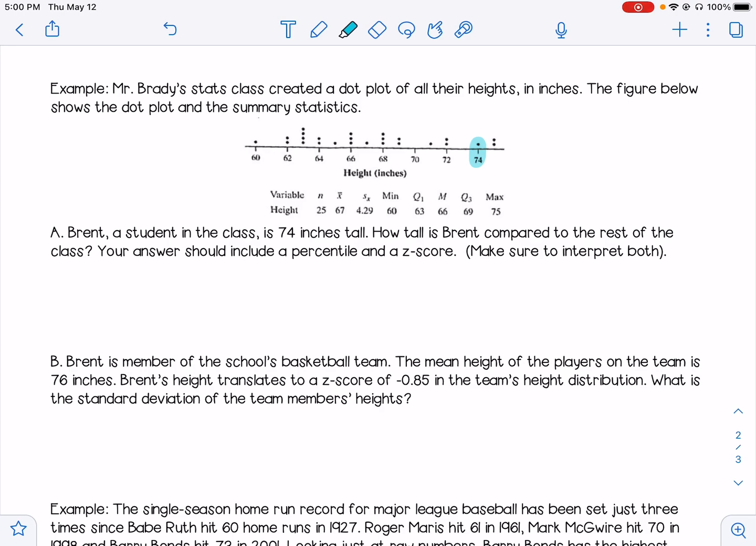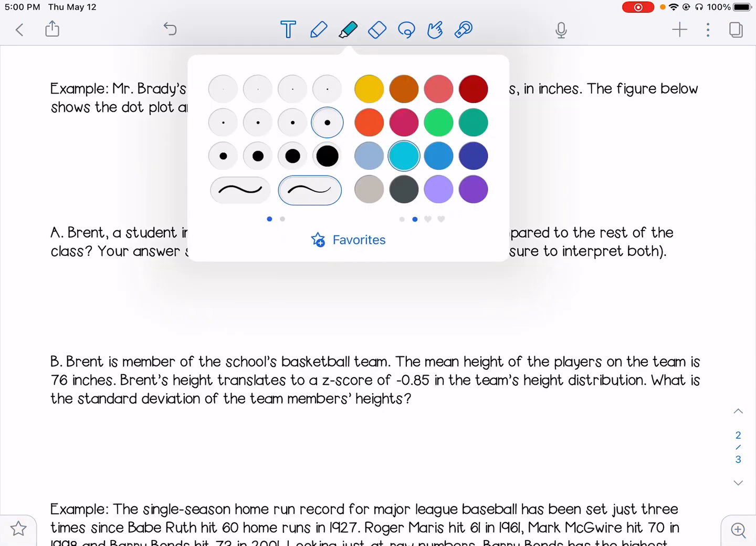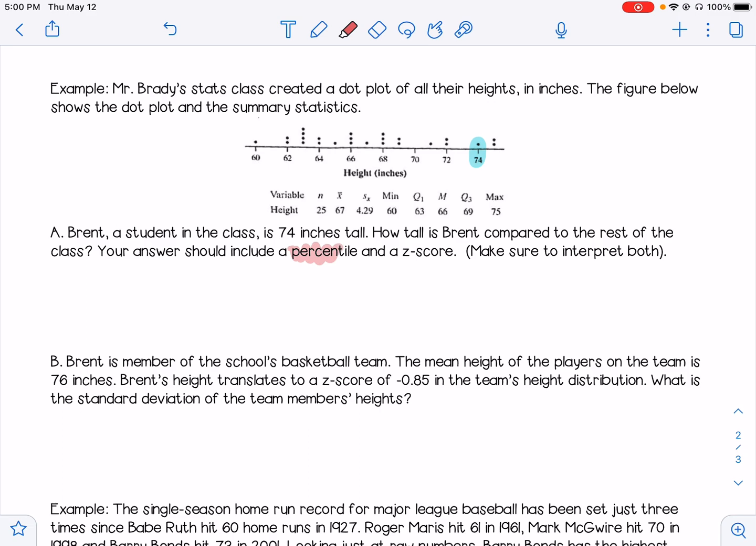Notice here the problem wants us to use both a percentile and a z-score to answer this. When I color code those, we can go back and do them in the different colors.